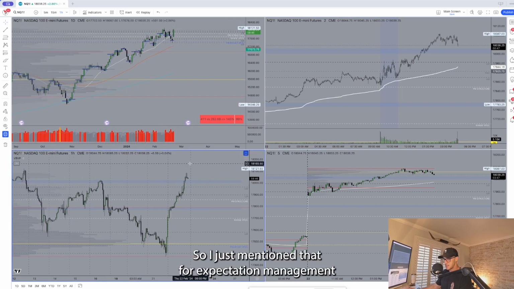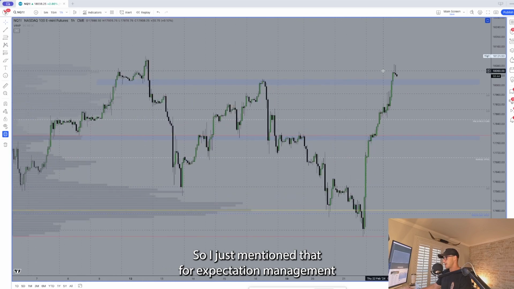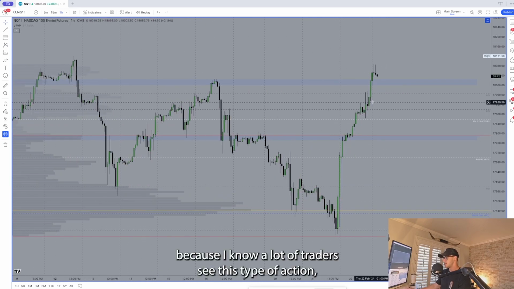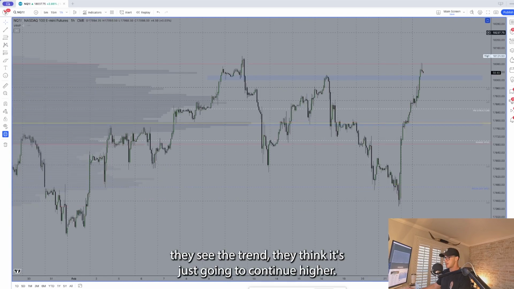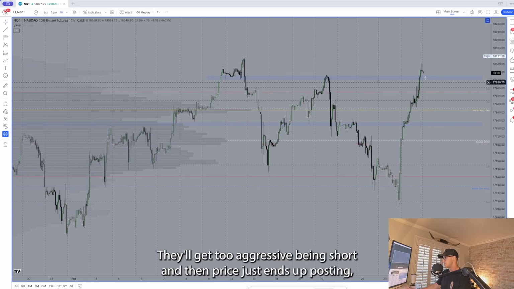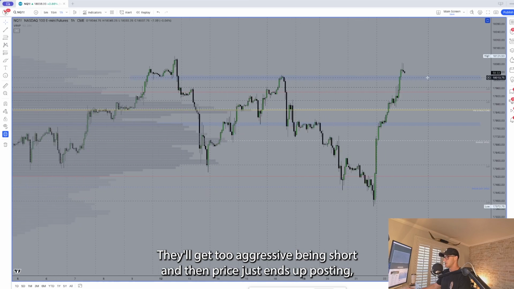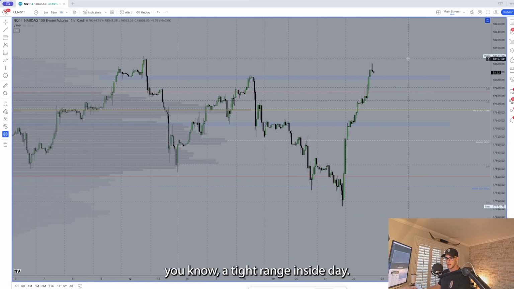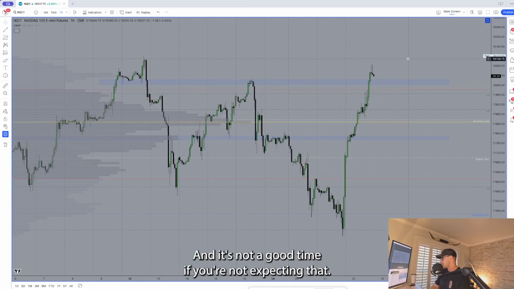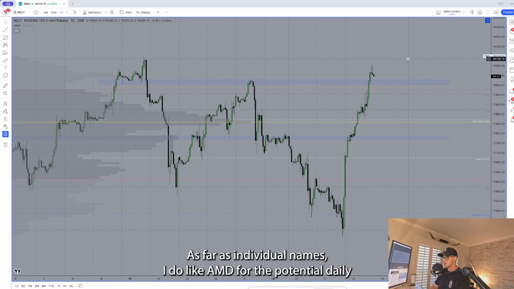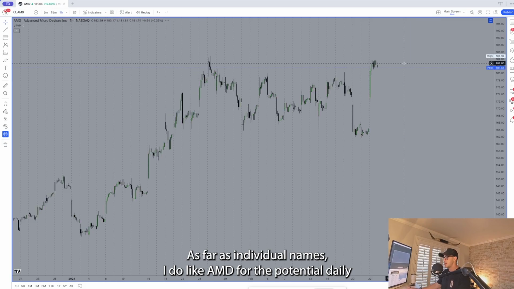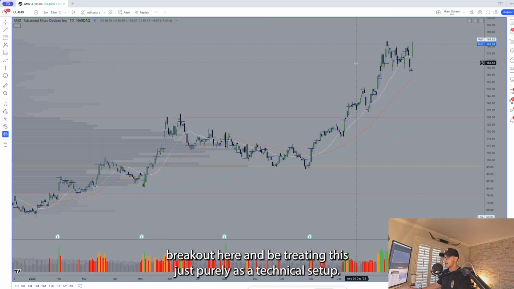Alrighty. So I just mentioned that for expectation management because I know a lot of traders see this type of action. They see the trend day. They think it's just going to continue higher. They'll get too aggressive being short, and then price just ends up posting a tight range inside day. And it's not a good time if you're not expecting that. So there's your warning.